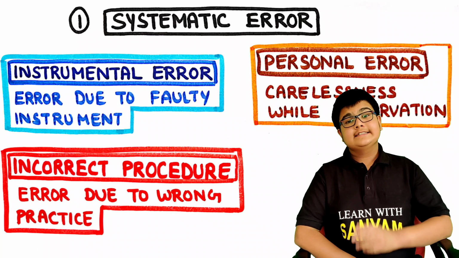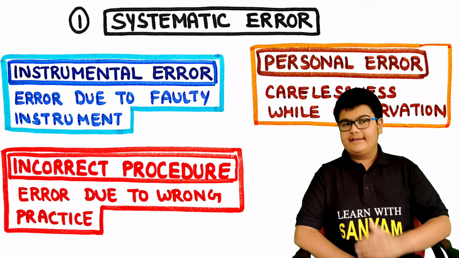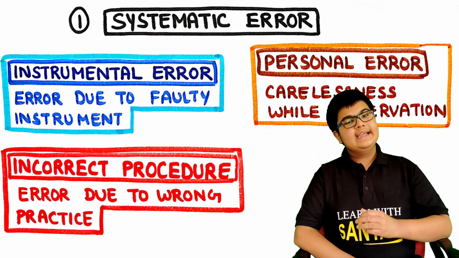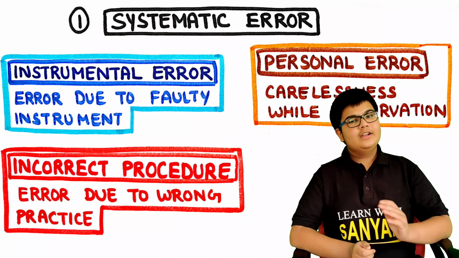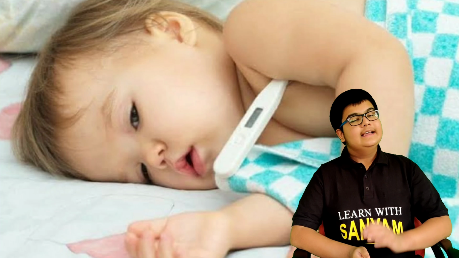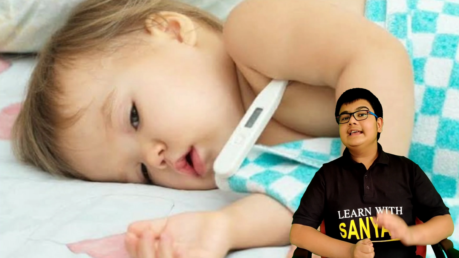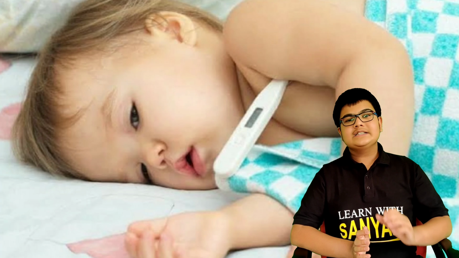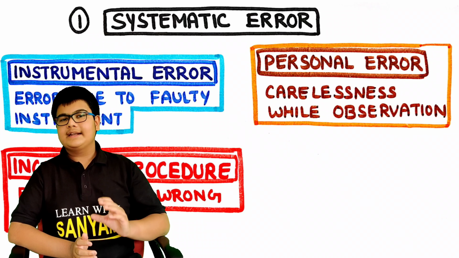First, let's discuss systematic error. Systematic error can either be instrumental error, that is error due to a faulty instrument, or it can be due to incorrect procedure, that is error due to wrong procedure or wrong practice. For example, if you are taking the temperature of a person, then we generally put the thermometer in the armpit. But this is not the exact body temperature of the person. It can be either 1 or 2 degrees more or less. That's why such errors are called errors due to incorrect procedure, and they come under systematic errors.